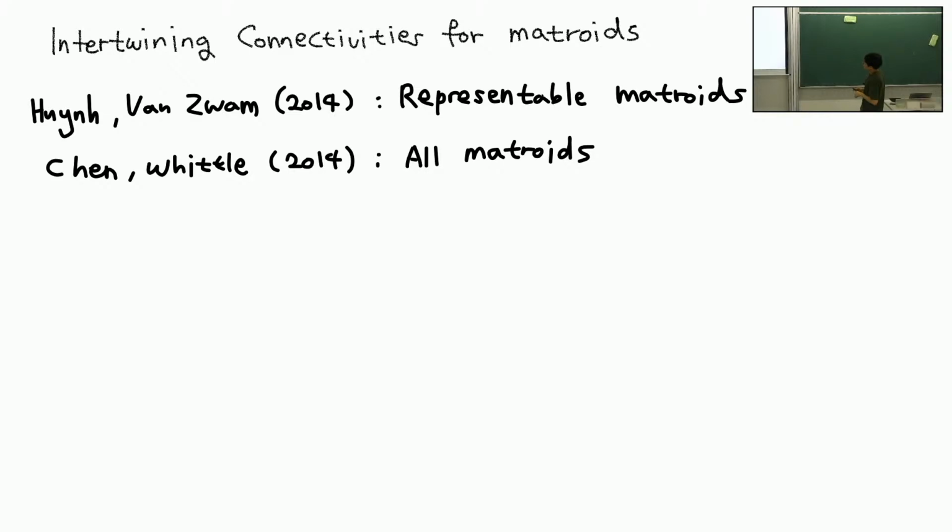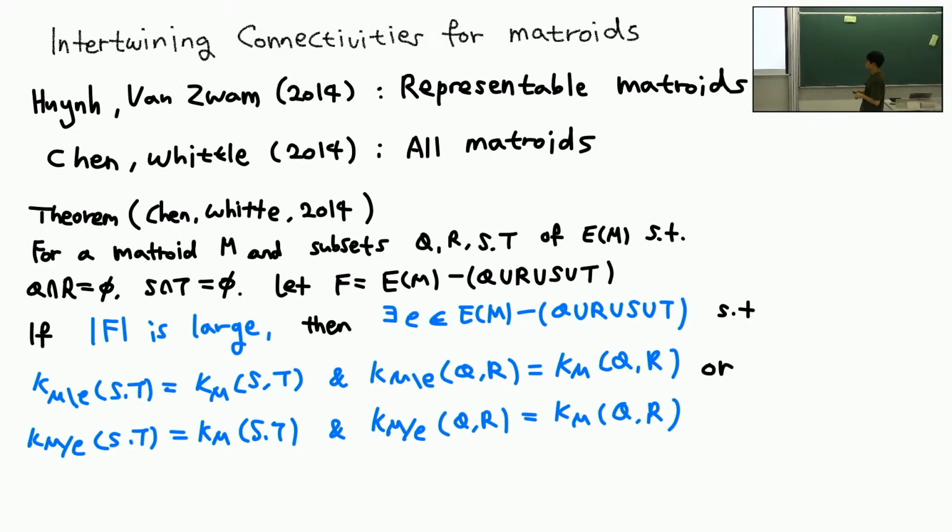can be considered. First, Tony Huynh and Stefan van Zwam proved it for representable matroids. A representable matroid is a matroid which is realizable as a matrix over some field. And in the same year, Chen and Whittle improved this result for general matroids. And let me state Chen and Whittle's theorem.